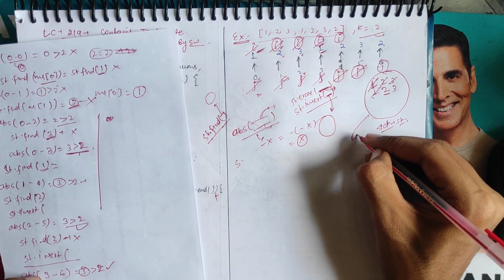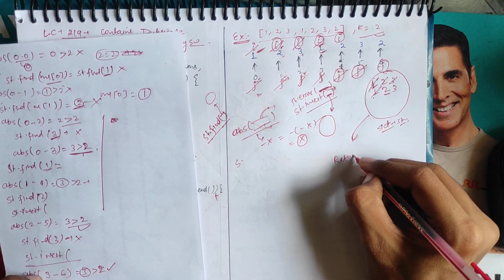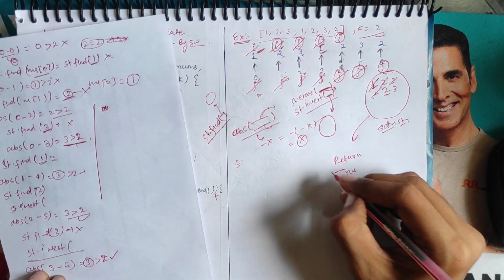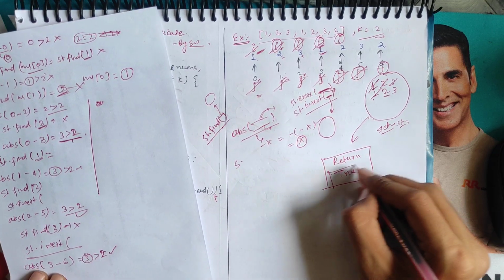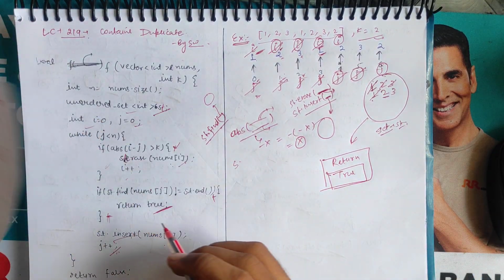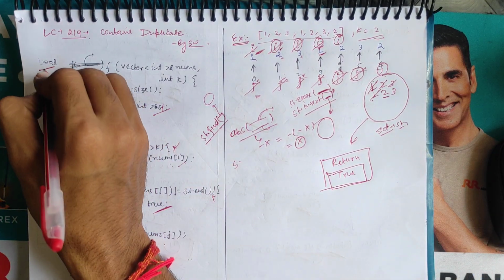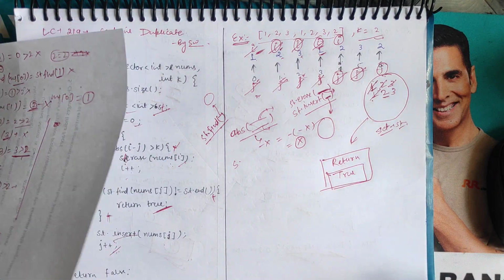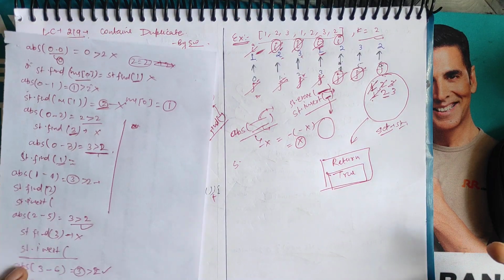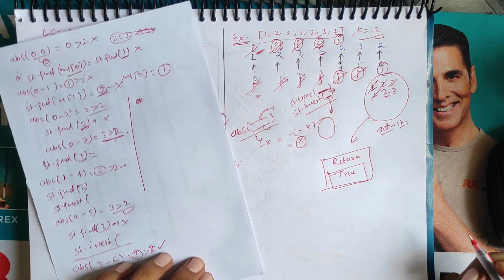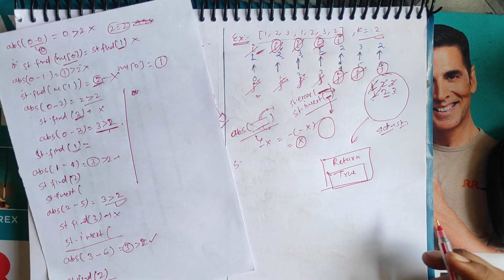After that we return true. That is our answer. True. Because it is a Boolean function, we have to return either true or false. So yeah, that was the problem, and we return true.